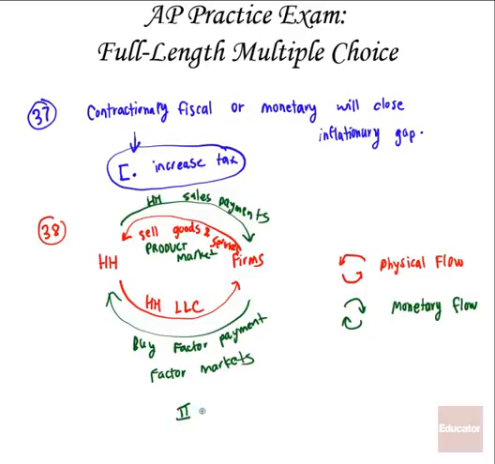2 works because households sell factors. And 3, households buy output from firms. They buy goods and services. So households buy goods and services, so that's also correct. So households buy output. Now, do households sell output to firms? No. So the answer is D, which is 2 and 3.